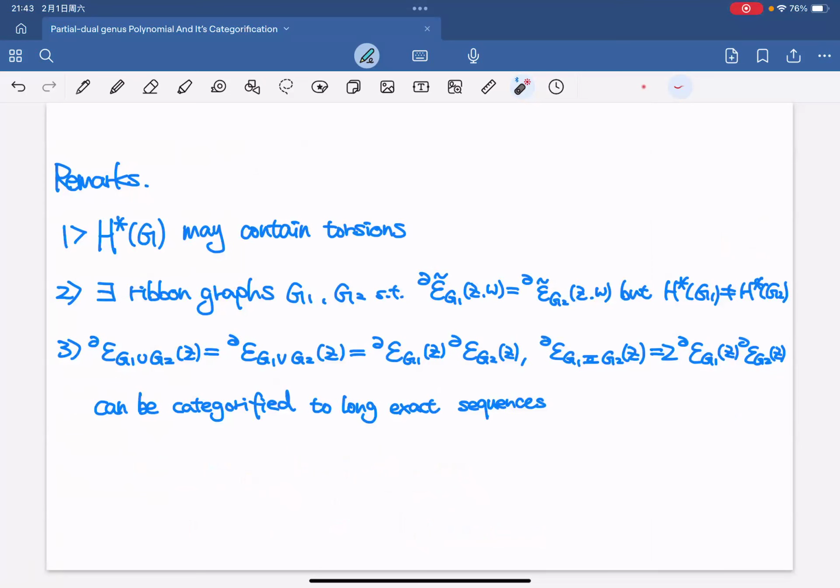So we have some final remarks here. First, I want to mention that the cohomology may contain some torsions, and these torsions cannot be read from the polynomials. We do find some ribbon graphs which have the same polynomial but different cohomologies. And finally, as I mentioned before, we have some equations here, and these equations can be categorified into long exact sequences.